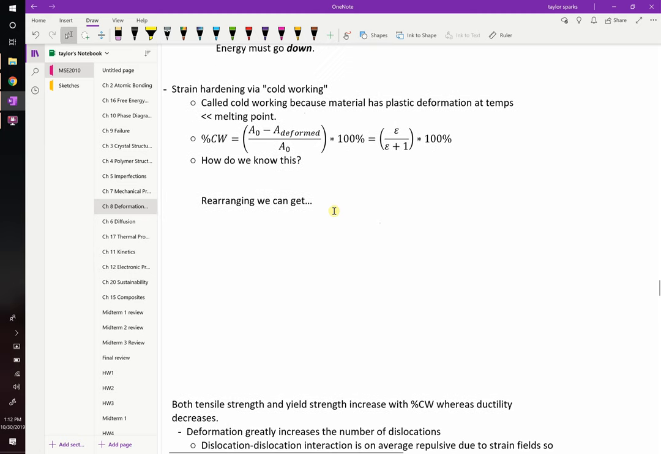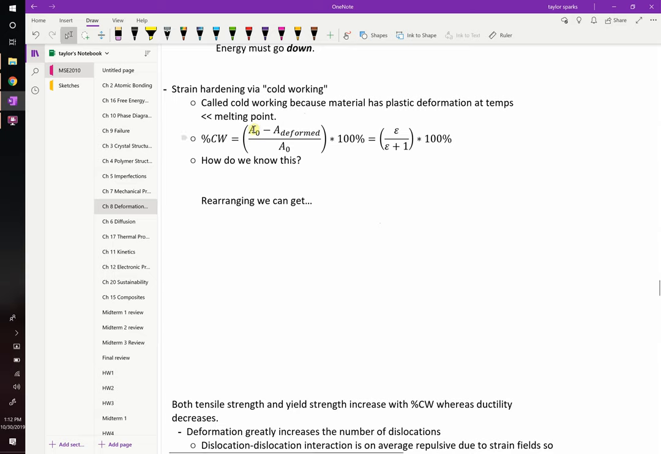We've said so far that the more a blacksmith pounds on something, it gets harder to deform with each hammer blow. And that's because you're piling up more and more dislocations. The term that we use for this is strain hardening or cold working, right? Cold working, literally, the more you pound on it, the harder and harder it gets, and the more likely it is to fracture.